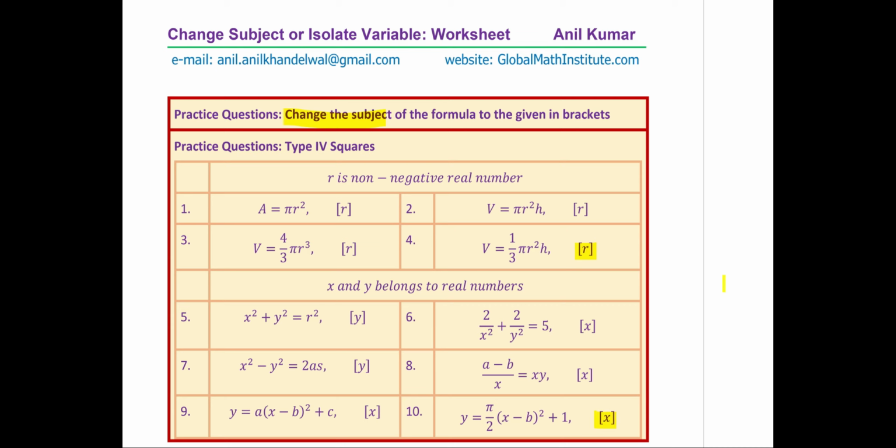Here we have two varieties. In real life, when we talk about volume, height, radius, these are real numbers which are positive, non-negative real numbers. However, when you work with the x and y coordinate system, x and y could take negative values also, and therefore there will be a slight difference in solving these 6 questions than the others.